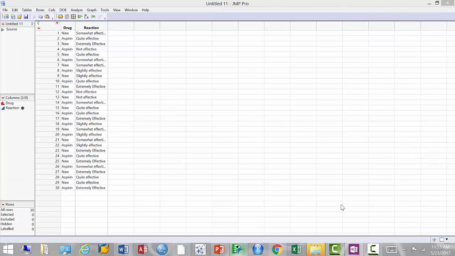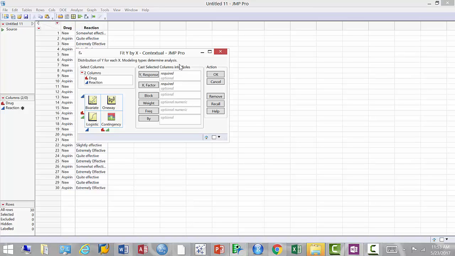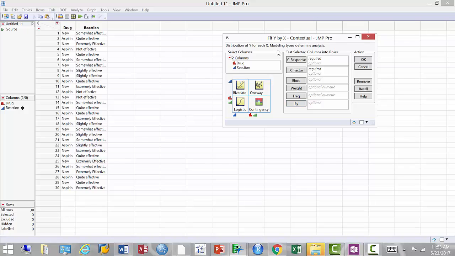All right, so here's my stacked data, and here's what I do. I go to Fit Y by X, and I'm measuring the response, which is reaction, my numerical column.